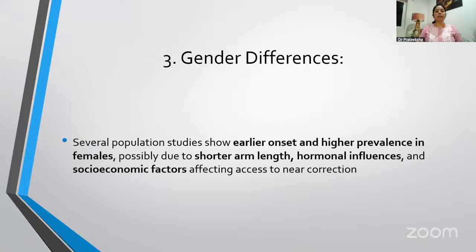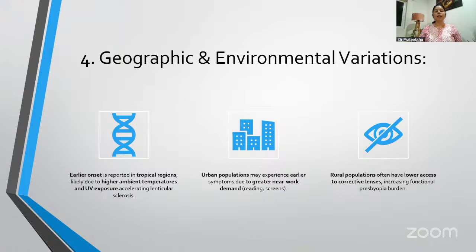Gender differences. Several population studies have shown earlier onset and higher prevalence in females, possibly due to shorter arm length, hormonal influences, and socio-economic factors affecting access to near correction. Geographic and environmental variations. Earlier onset is reported in tropical regions, likely due to higher ambient temperatures and UV exposure, accelerating lenticular sclerosis. Urban populations may experience earlier symptoms due to greater near work demand, reading screens, and rural populations often have lower access to corrective lenses, increasing functional presbyopia burden.